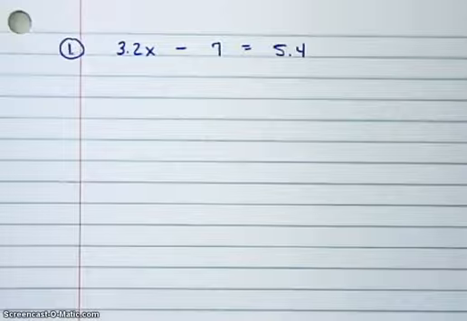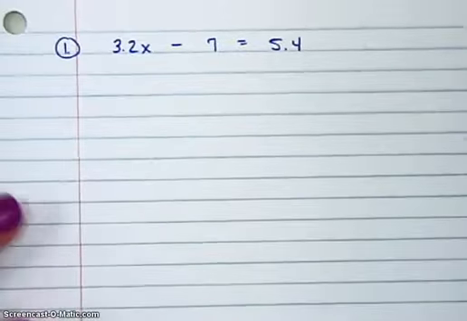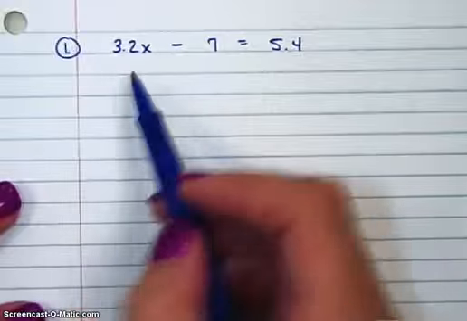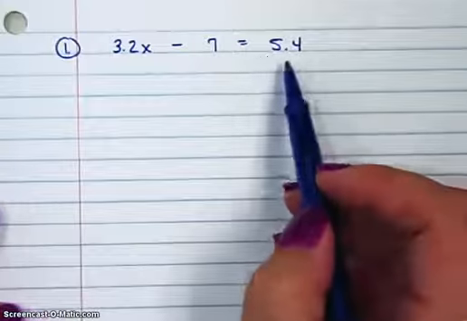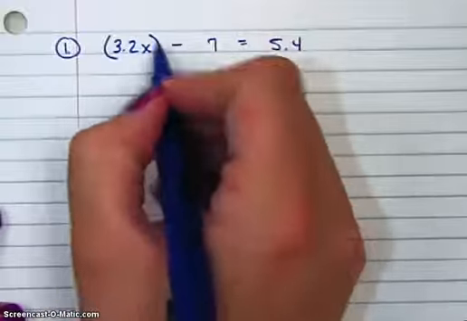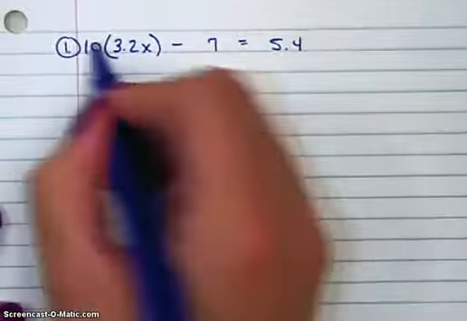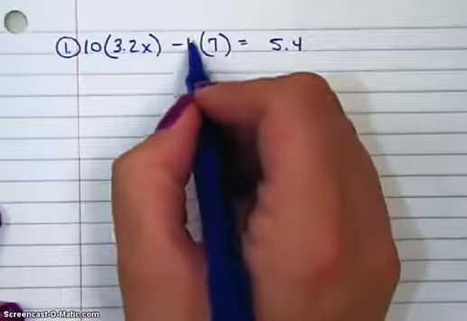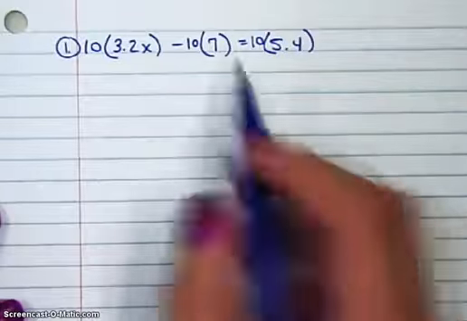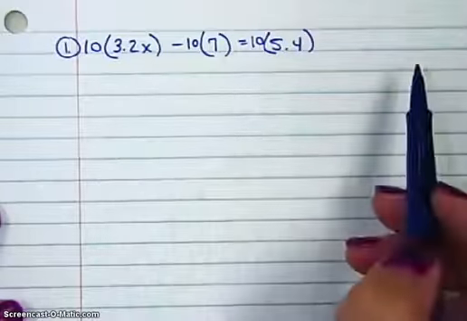Alright, this time I'm going to show you how to clear decimals. Now notice 3.2, or 3 and 2 tenths, 5.4, or 5 and 4 tenths. To clear a decimal, we're going to multiply, in this case, by 10. Now notice, I'm also multiplying that 7 by 10. If I do it to one number, I have to do it to all the numbers.